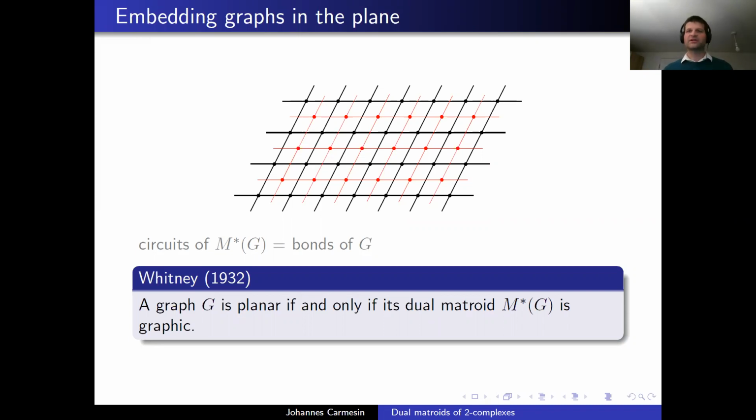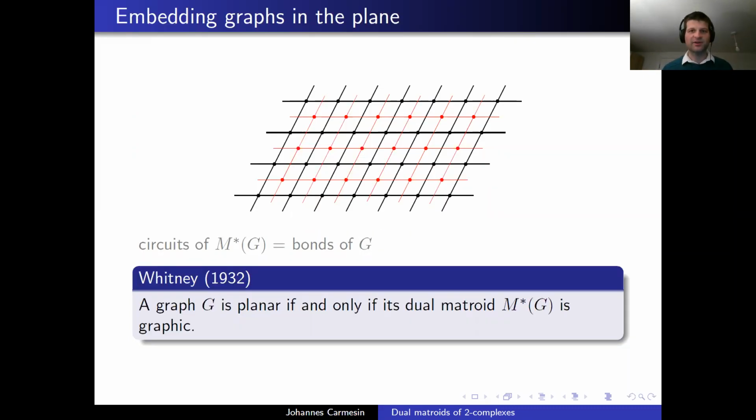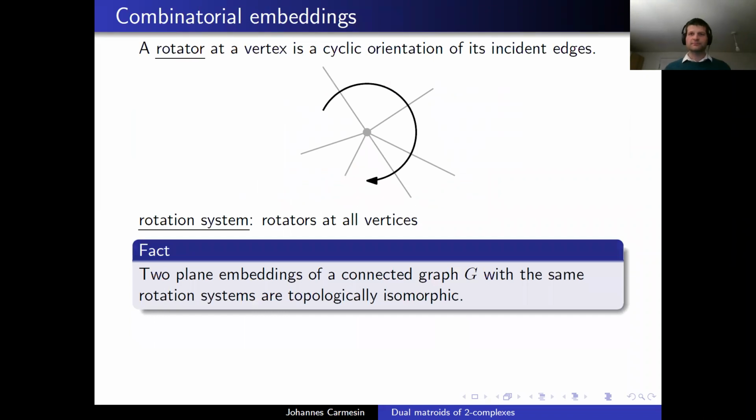And this theorem of Whitney does not only answer the question about the existence of the embedding, but it also tells us what possible embeddings there are. So let me explain that a bit. For this we need one definition. Embeddings a priori are a topological object, and we would now like to have a combinatorial understanding of what an embedding is. And so for this we need the rotator at a vertex.